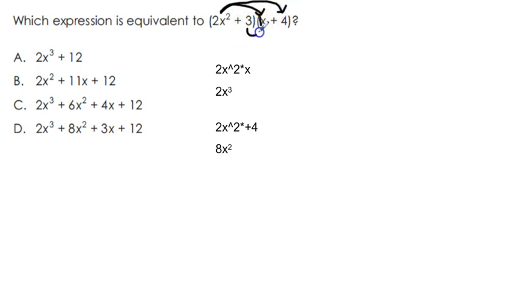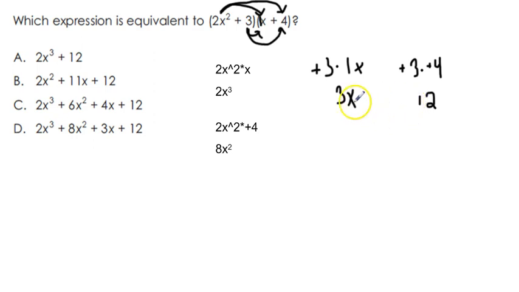Inner is 3 times 1x, so it's the positive 3 times 1x. 3 times 1 is 3, and then don't forget your x. Then last is the 3 times the 4. So 3 and the plus sign goes with 3, 3 times 4. I just put the plus signs in to remind me when things are positive or negative. Plus signs usually don't mess you up, but if it's negative, that usually does. So I like to put them in just to remind myself that I'm paying attention to what's positive and what's negative.